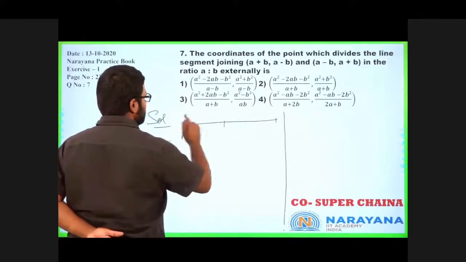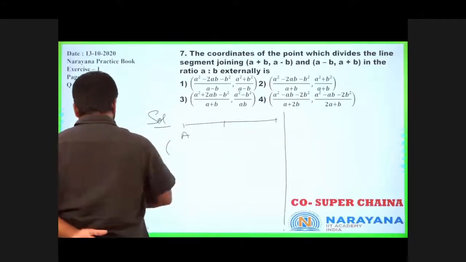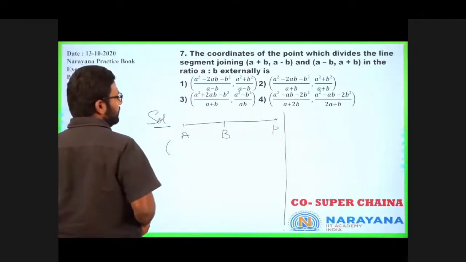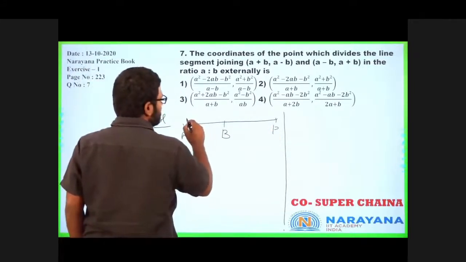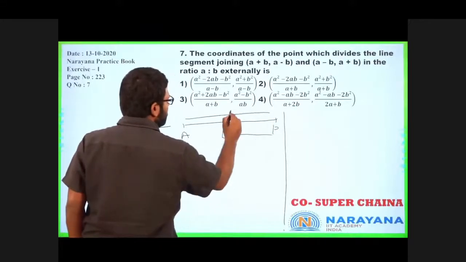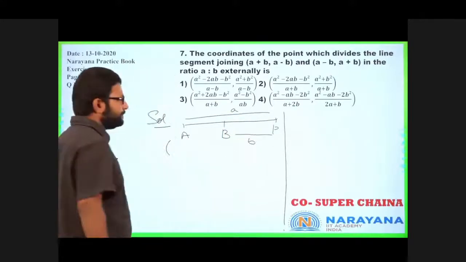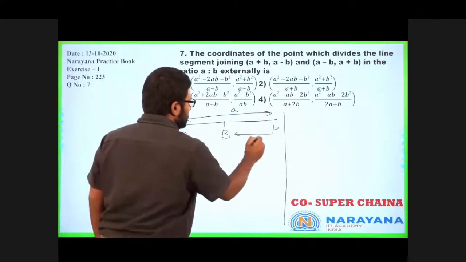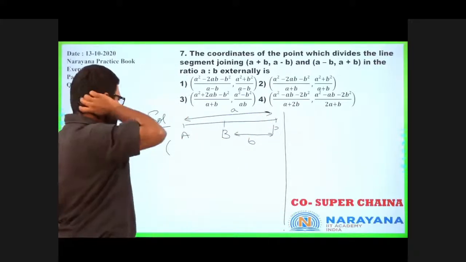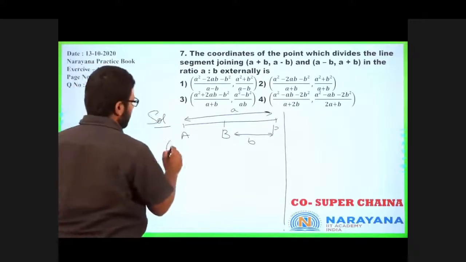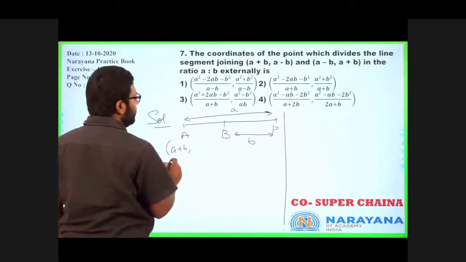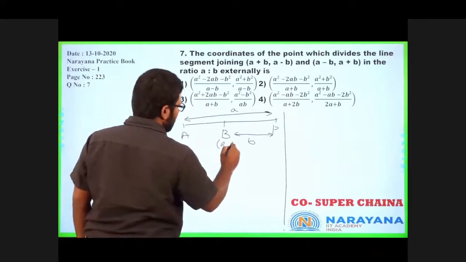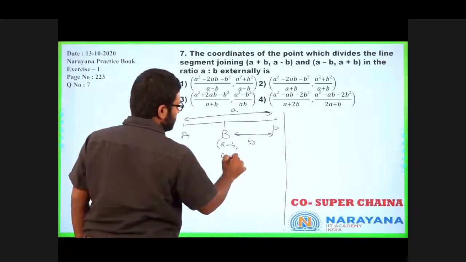Let us take this point as B and this as P, right? So P divides this externally in the ratio a is to b. So this would be A and this would be B. Alright? Okay, so what are the coordinates of A? A plus B, comma, A minus B. What are the coordinates of B? A minus B, comma, A plus B.